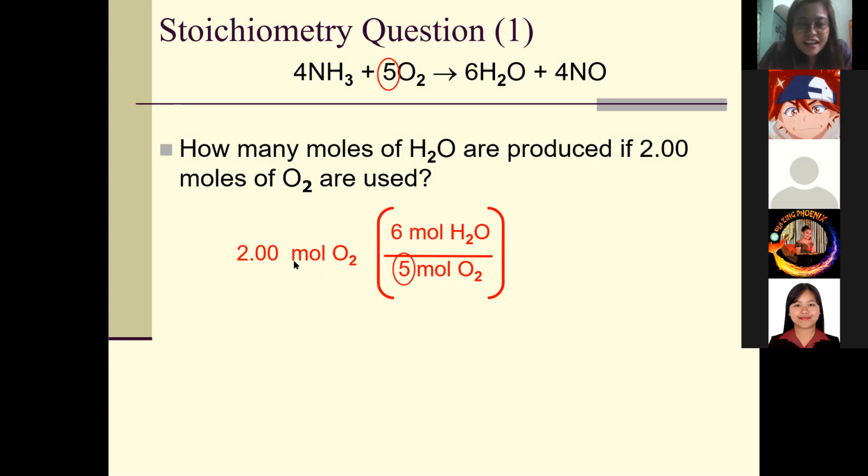Moles of oxygen is on top because that is the given. So moles of oxygen should also be on the bottom. And moles of water is what we are looking for, so that is on top. So where do the 5 and 6 come from? They are the mole ratio of oxygen and water based on the balanced equation. In the balanced equation, 5 moles of oxygen produce 6 moles of water. So the moles cancel; take note of the remaining unit, it's 6 moles of water. So 2 times 6 is 12, divided by 5, the answer is 2.40 moles.